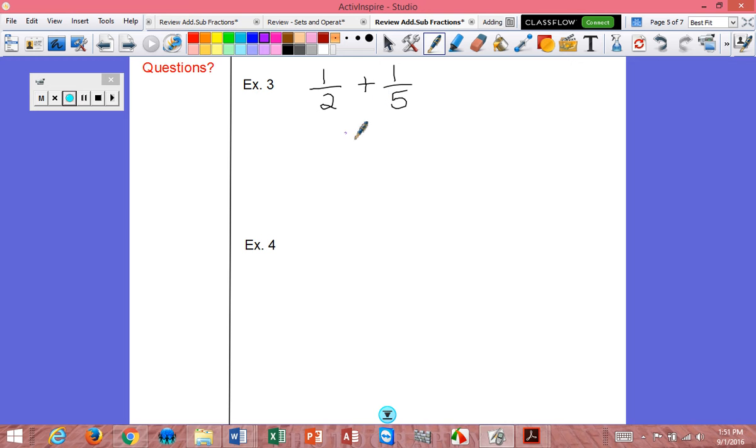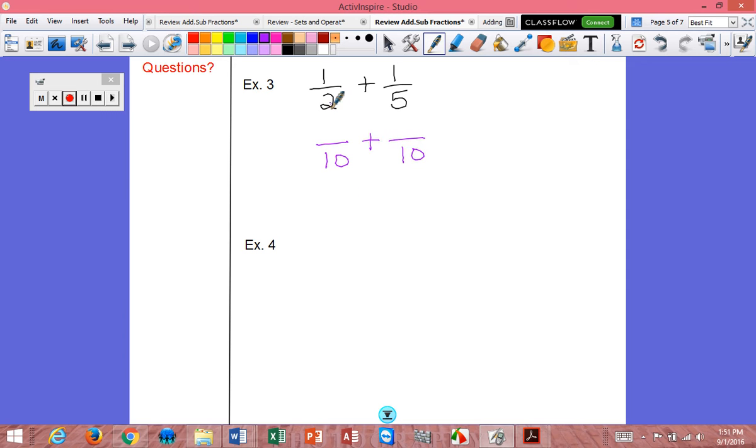So I know that if I were to list out the multiples, 10 is a multiple of 2, and it's also a multiple of 5. So if you're having trouble listing out multiples, another thing you could do is multiply the denominators together, and you'll know for sure that's something that they have in common. So 2 and 5, their least common multiple is 10.